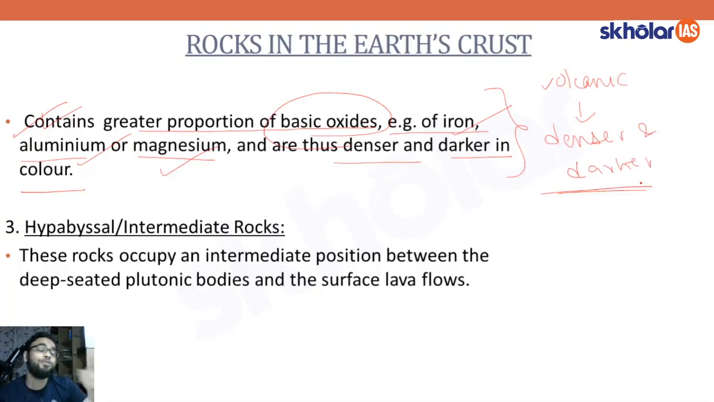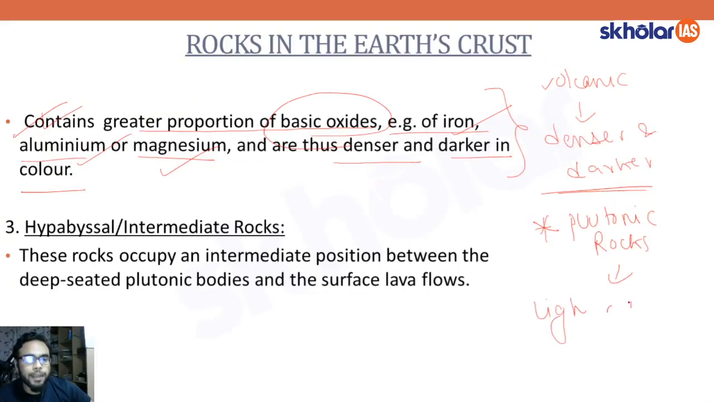Then on the contrary, what will happen to your plutonic rocks? Plutonic rocks will be lighter in color, and their density will also be lesser. This is also another difference. Fine. So your volcanic rocks are denser and darker. Your plutonic rocks are lighter in color, and their density is also very less.